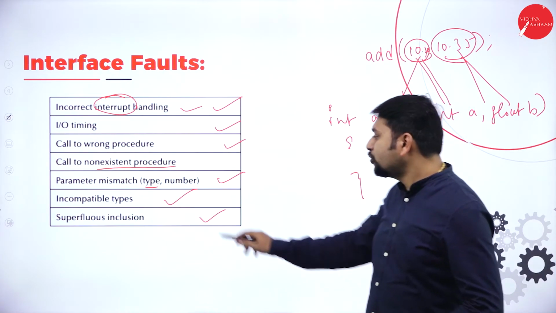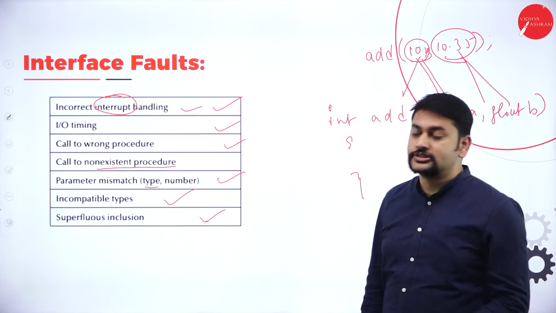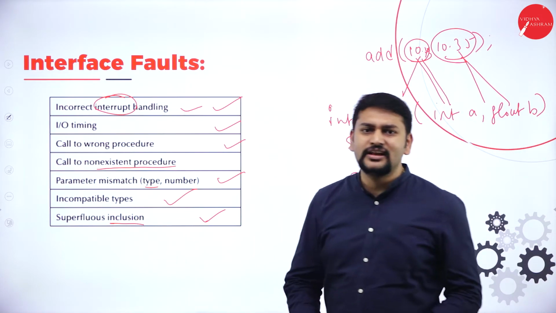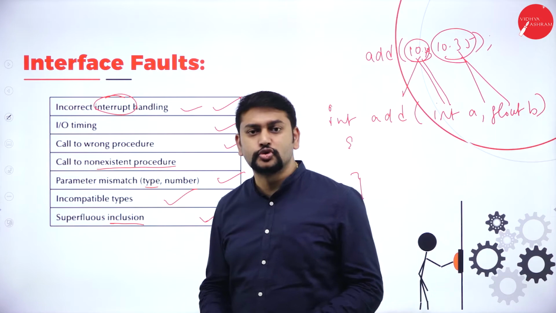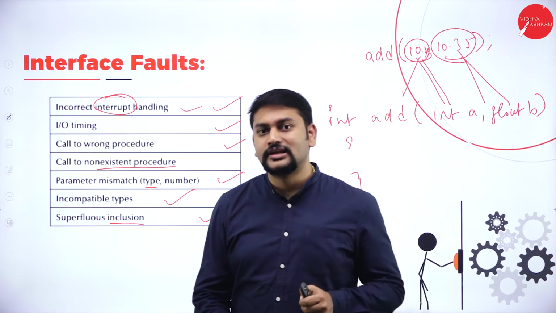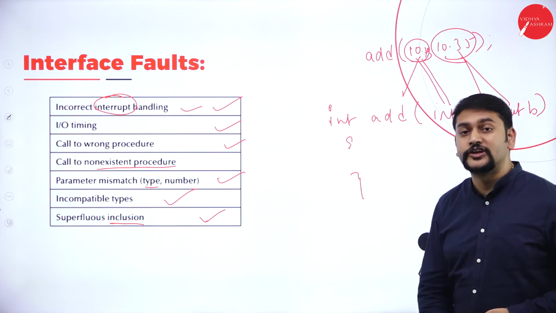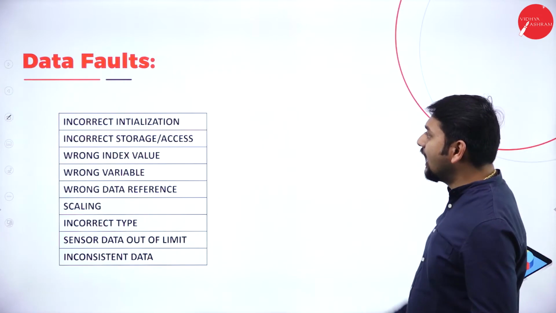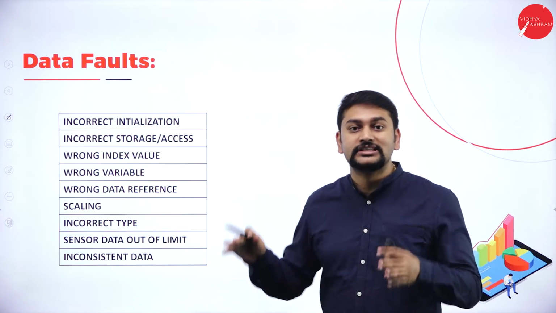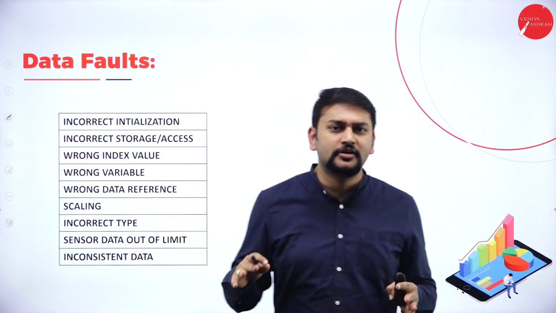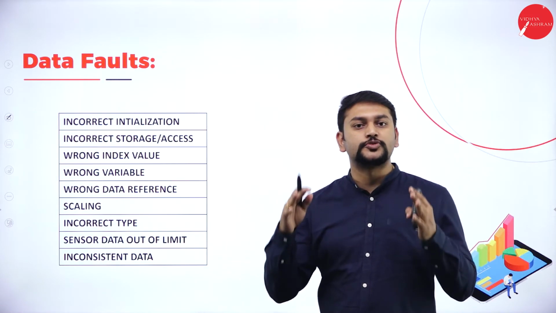And the last one that I have is superfluous inclusion. What exactly is it? Unnecessary inclusion. Superfluous in the sense of unnecessary inclusion. If you have that, even that will lead to some interface faults. So guys, the last fault that I have is data fault. What are the faults that you will come across with respect to the data?